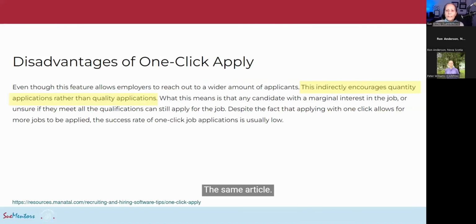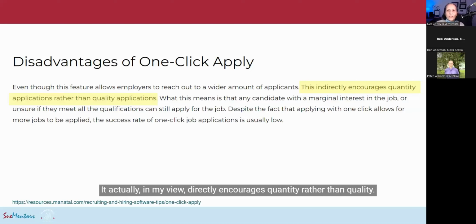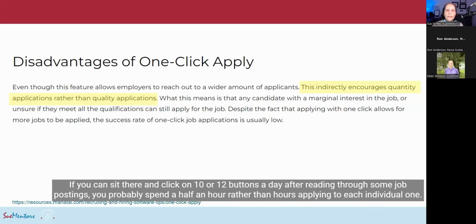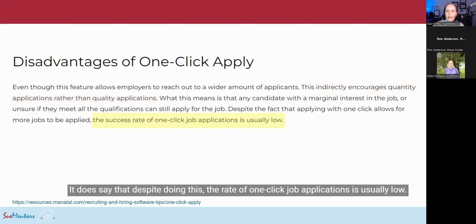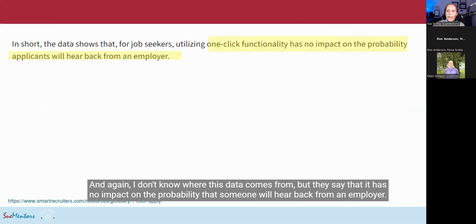All right. The same article also talks about, not indirectly, it actually, in my view, directly encourages quantity rather than quality. If you can sit there and click on 10 or 12 buttons a day after reading through some job postings, you probably spend half an hour rather than hours applying to each individual one. It does say that despite doing this, the rate of one-click job applications is usually low. And again, I don't know where this data comes from, but they say that it has no impact on the probability that someone will hear back from an employer.